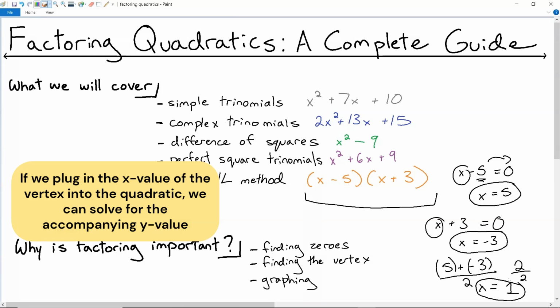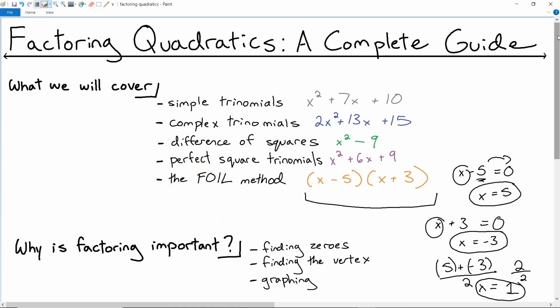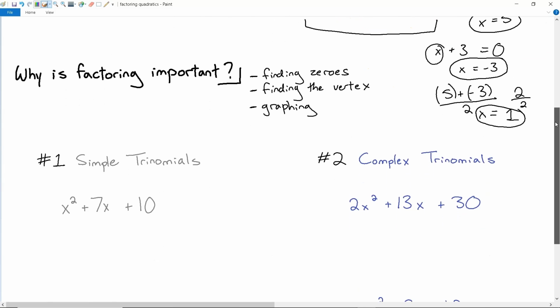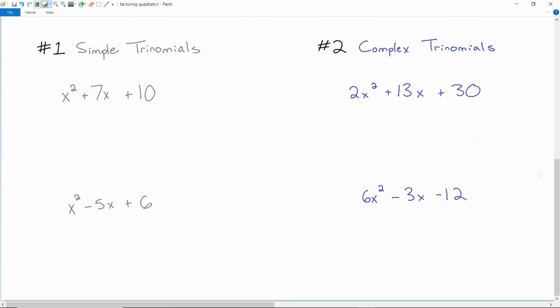And this leads into the final reason why it's so important. This is giving us tons of useful information for graphing the quadratic in question. Let's go right ahead to the first kind of quadratic we can factor, and that is a simple trinomial.